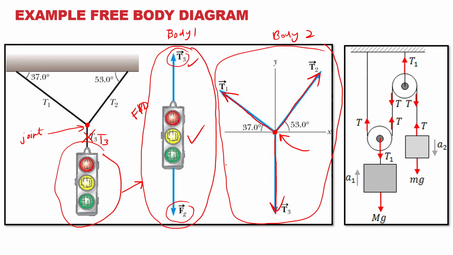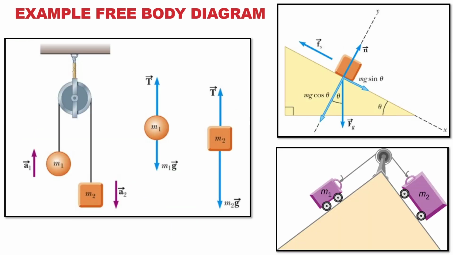So similarly, look at here. This cable is connected. If it's connected via one single cable, all the tension are similar. Same tension, same tension, same tension. Anywhere along the cable, you will have same tension. Okay, we'll get to this. More examples.